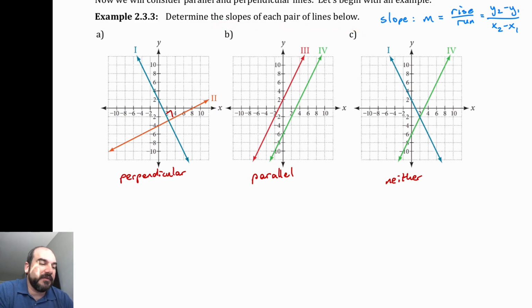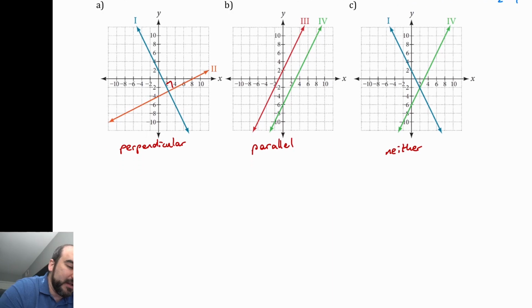Just as a precursor, because this question is not asking for that, it's just asking us to find slopes. Because I know this is perpendicular, parallel, and neither, we're going to be able to look at these slopes and determine what kinds of things make lines perpendicular, make lines parallel, or neither. And just looking at the slope is going to be enough to determine whether two lines are perpendicular, parallel, or neither.